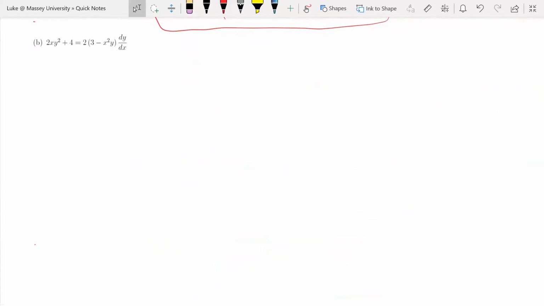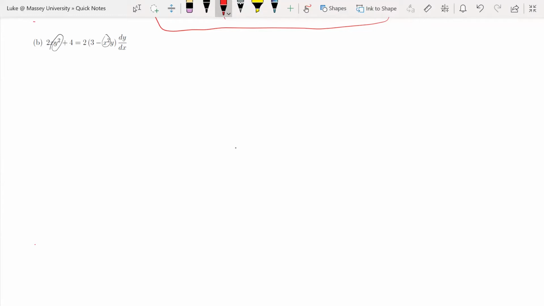Okay, so question B here, well, we have an equation that I can immediately see is not going to be separable. So you should always check if an equation is separable. I can immediately see it's not going to be linear either, because in both x and y here I have some non-linear terms, so it's not going to be a linear equation. So the next logical thing to check is whether or not this is an exact equation.